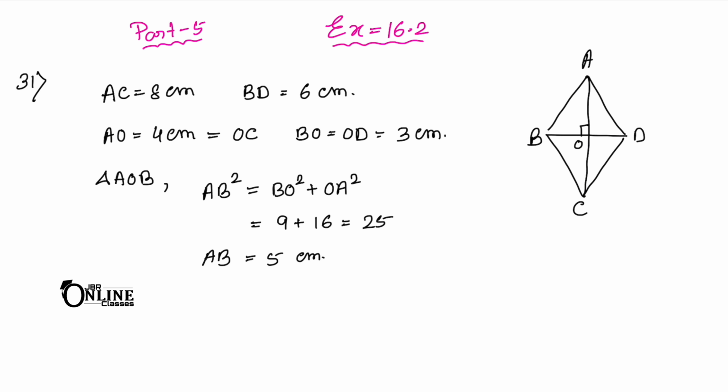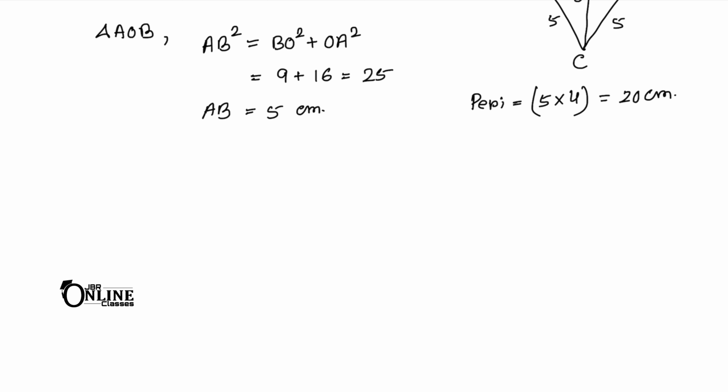That means each and every side of the rhombus is 5 centimeter, so it's very easy to find the perimeter. The perimeter is 5 into 4, that equals 20 centimeter. Now let's move on to the next problem, sum number 32.